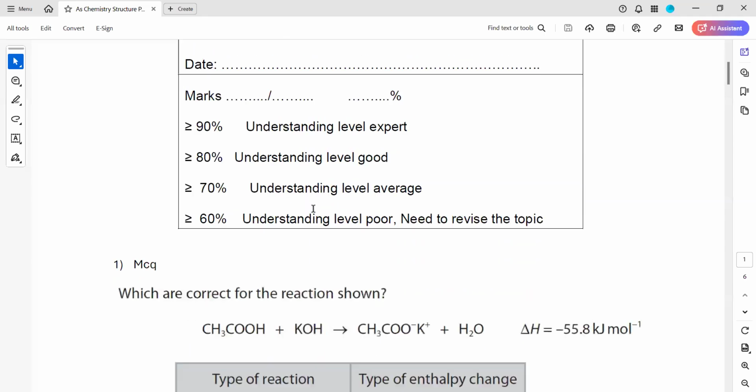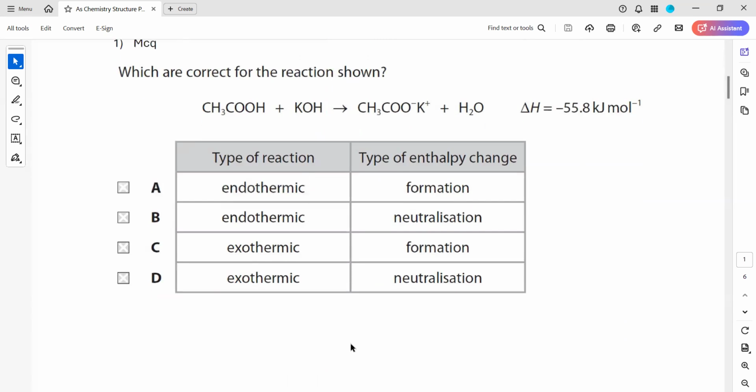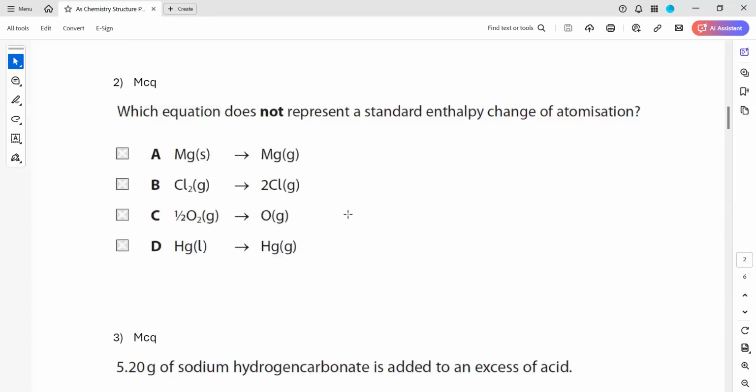So the structure pop quiz 6. Any question or doubt in the first one? The first question. Question 2, any doubt? Any doubt in question 2?